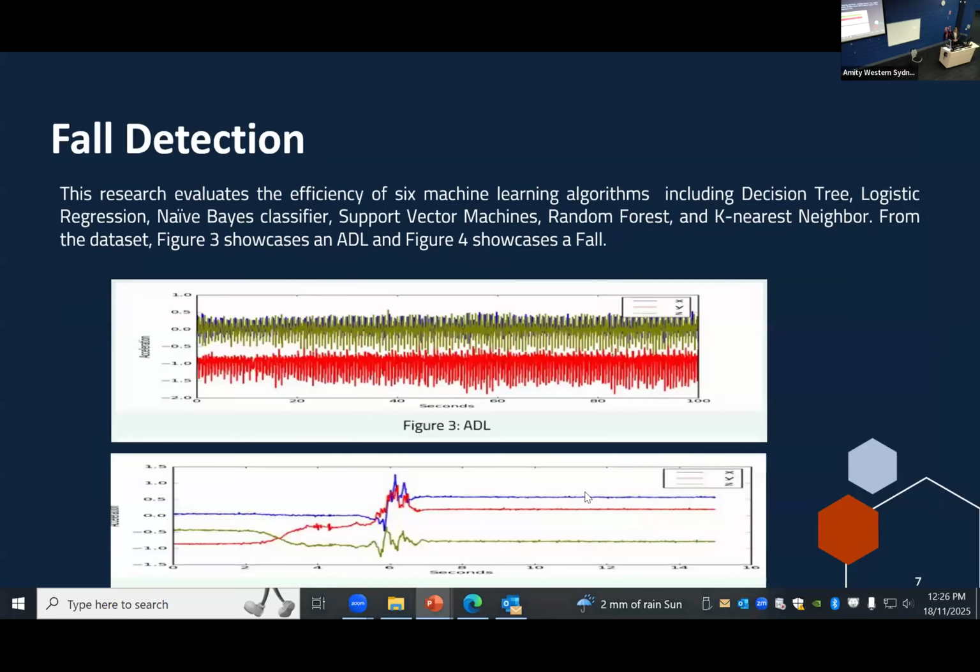So here it is, very simple. You can see the diagram above. Figure 3, the activities of daily life. Very normal activities, moving around, and this is our sensors showing people are moving. And then the second, figure number 4, just below, you can see a fall happen.